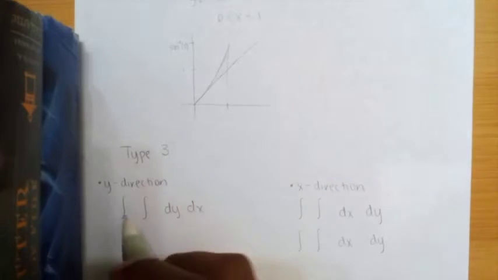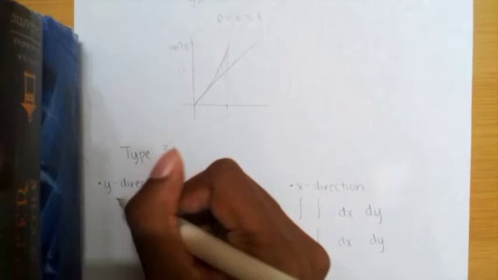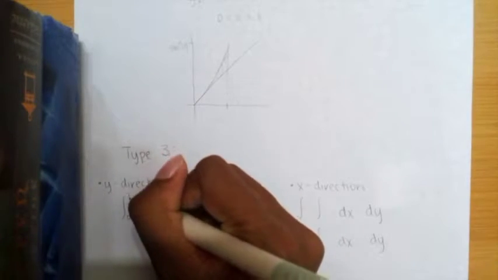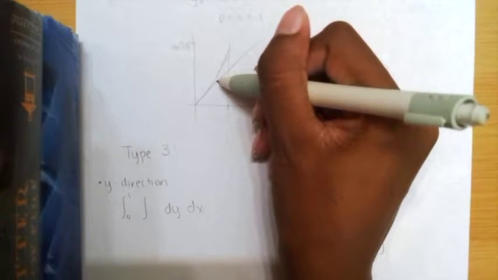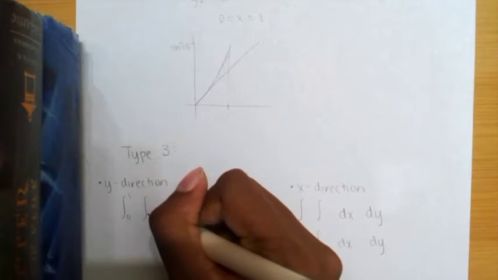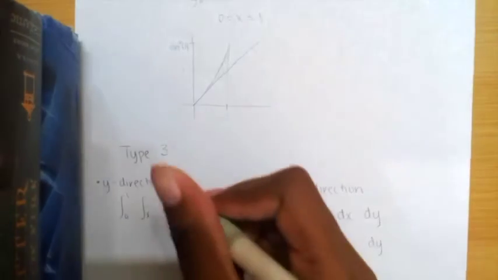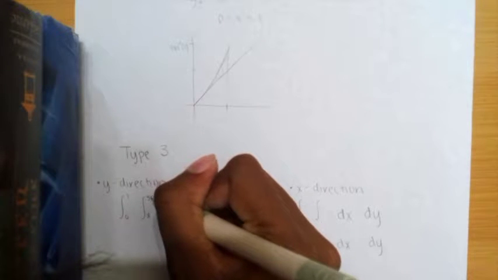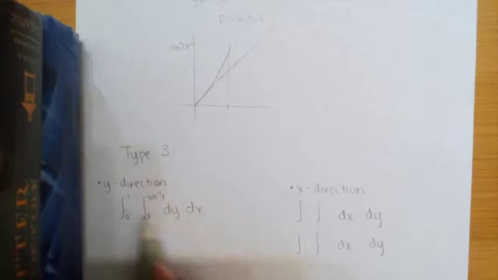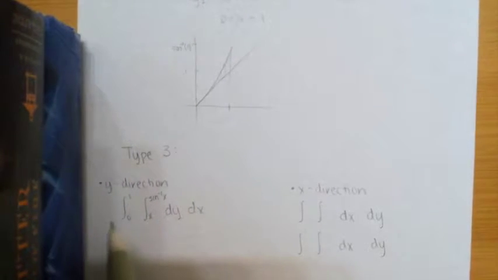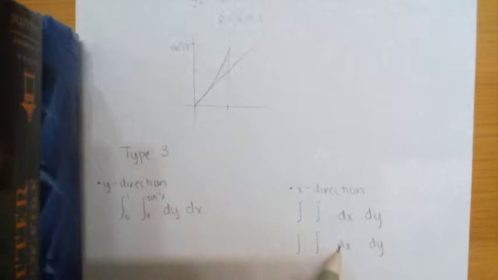So for the y direction, we would be solving from the bound 0 to 1. And as we move from the bottom to the top, first we hit y equals x, and then we hit the inverse sine of x. And as we see, the inverse sine of x is in this integral, and that makes it a little difficult to solve for. And so let's show it in the x direction.